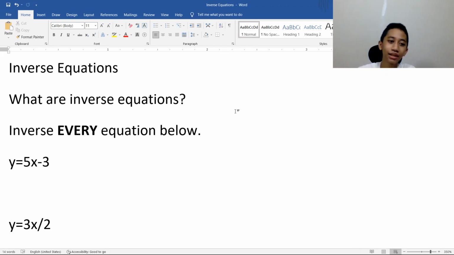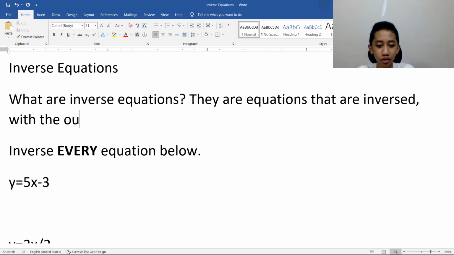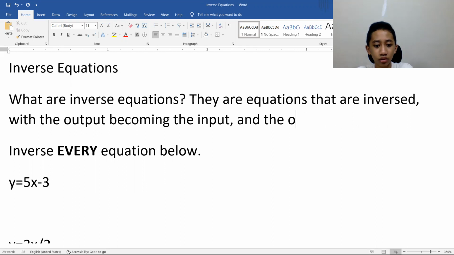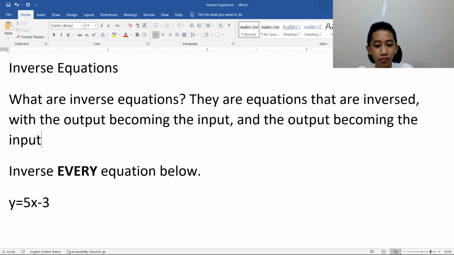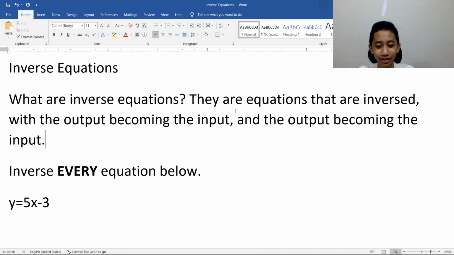Oh yeah, because I could not explain it. What are inverse equations? They are equations that are inverse, with the output becoming the input and the input becoming the output. The direction is inverse, and also negative first, like inside the bracket.